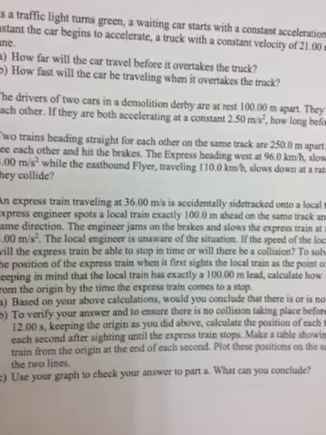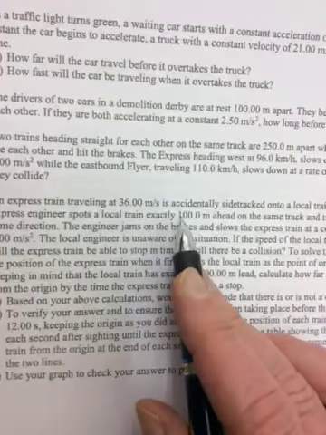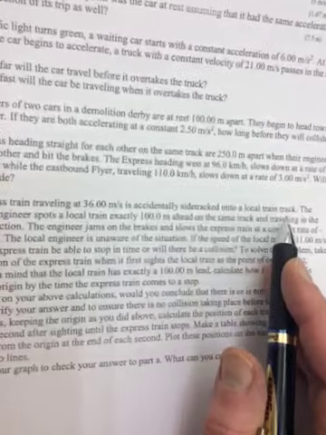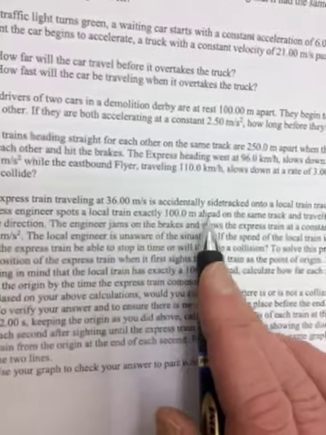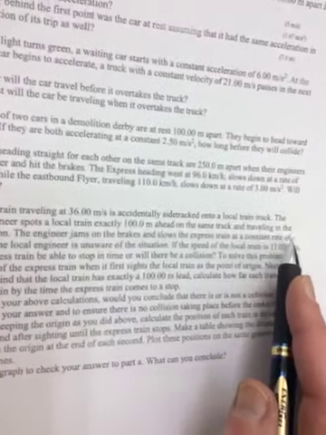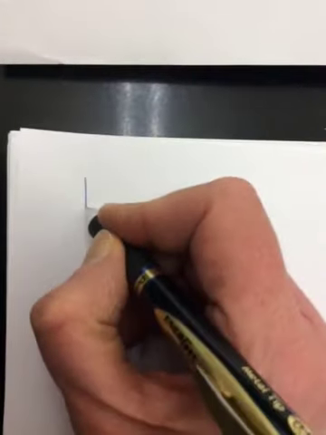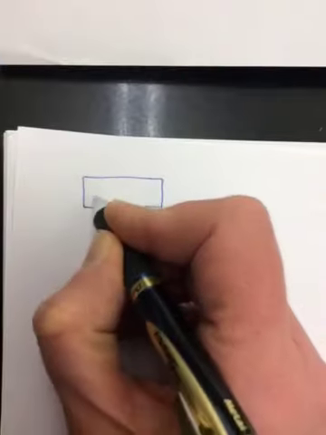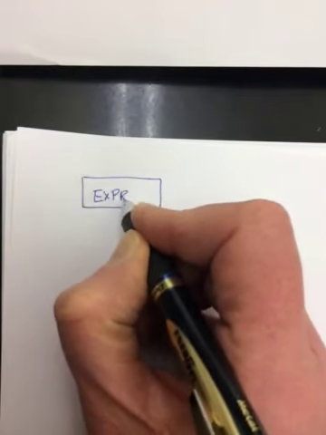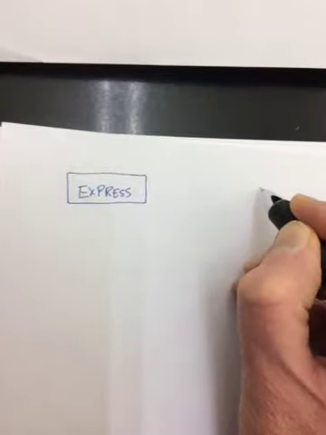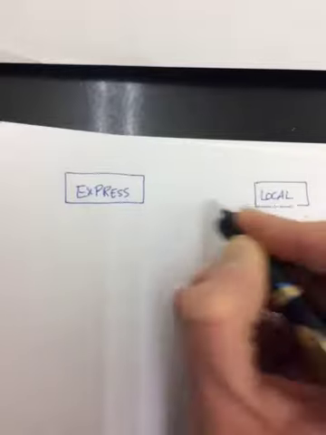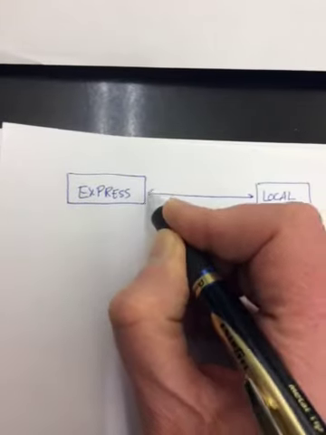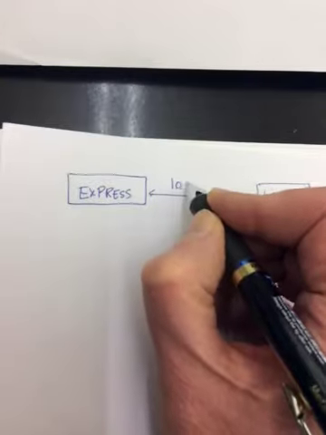Okay, so it says there's an express train traveling at 36 meters per second, and it's accidentally sidetracked onto the local train track. The express engineer spots a local train exactly 100 meters ahead on the same track and traveling in the same direction. Okay, so if we were to draw this picture, right, the express train is behind. The local one is in front. This distance, I believe it said, was 100 meters.